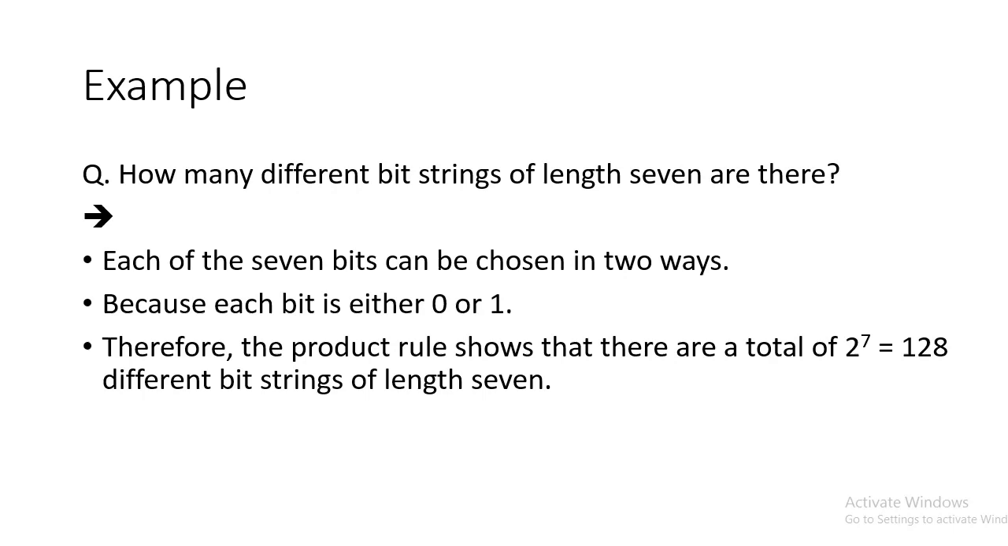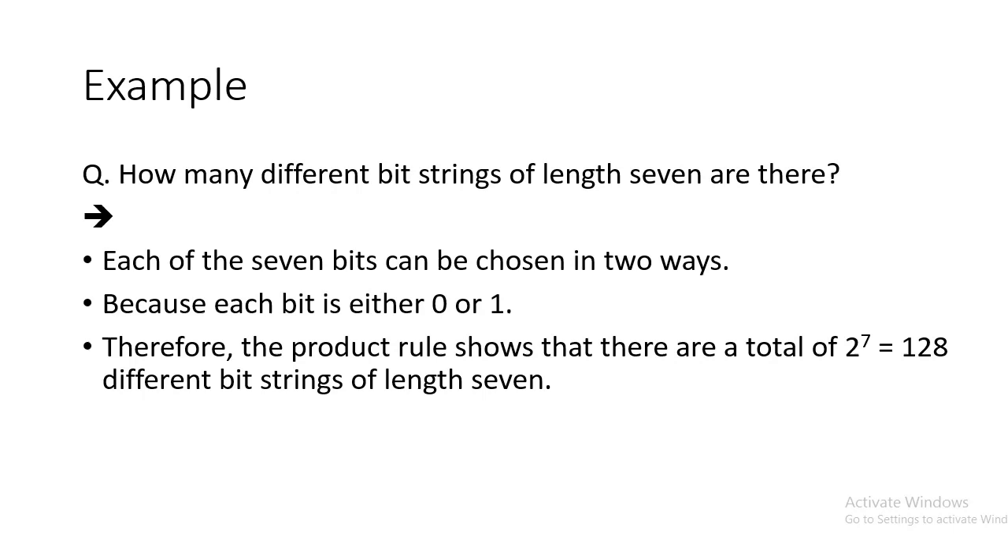So by using this 0 or 1, we can apply the product rule. By using the product rule, there are a total of 2 raised to 7, since we want a bit string of length 7. That's why, by using the bit 0 there are 7 positions, and by using the bit 1 there are 7 positions. That's why 2 raised to 7 is equal to 128 different bit strings of length 7.